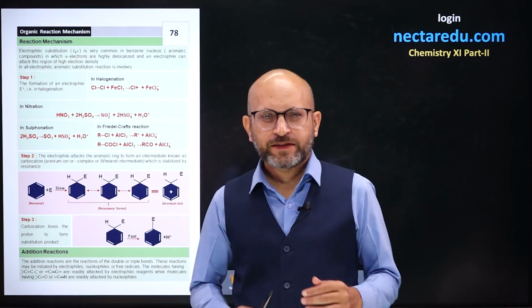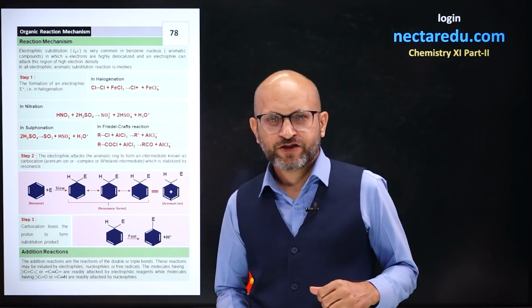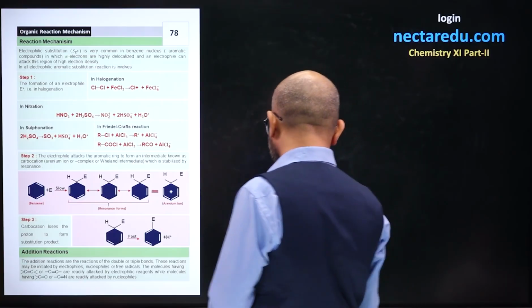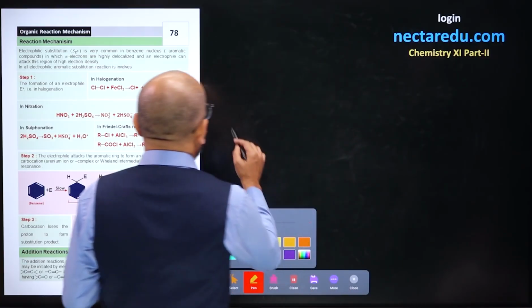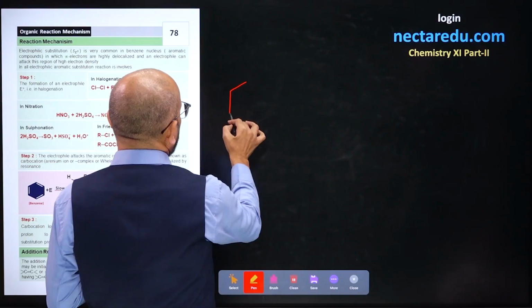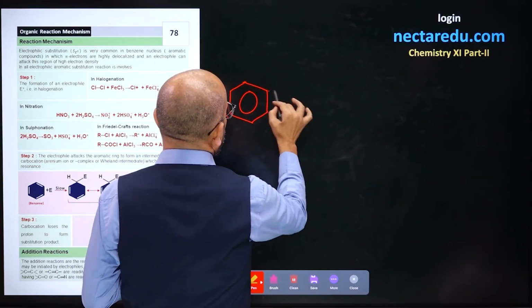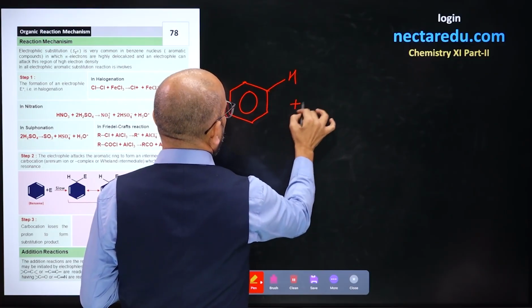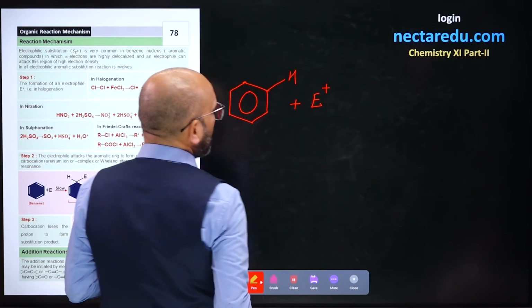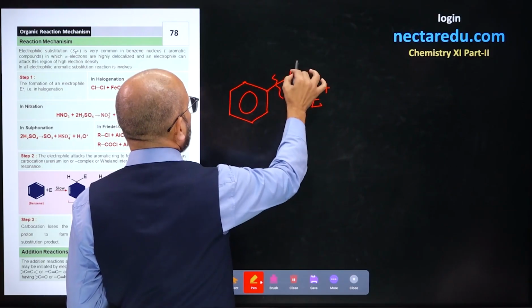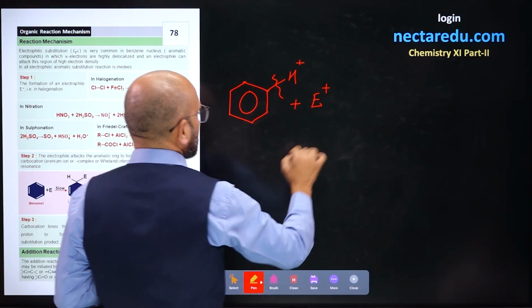The common reactions of benzene are electrophilic substitution reactions. Alright, so what happens in electrophilic substitution reactions, I will be explaining out here. You have a benzene ring, and what happens is the electrophile attacks the benzene ring, and this bond is broken, H plus leaves and E plus attaches in place of H plus.